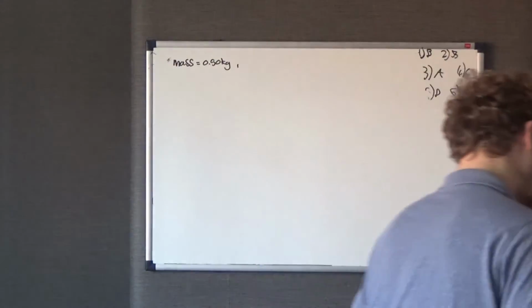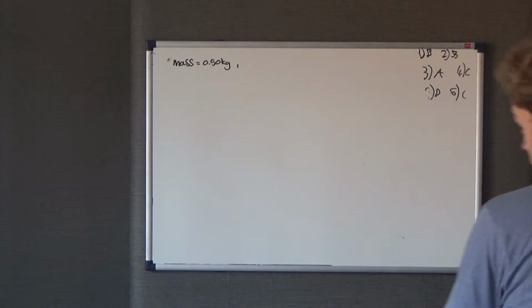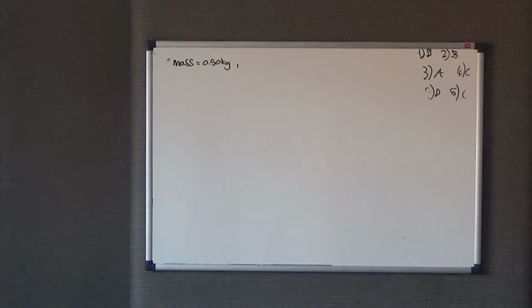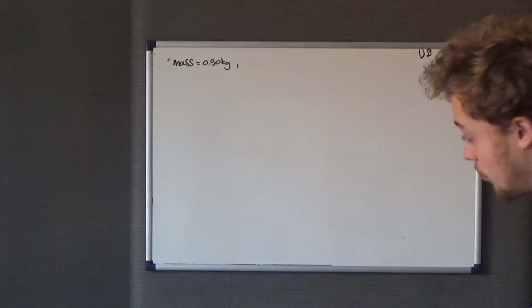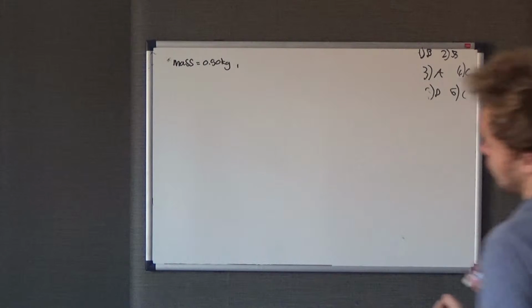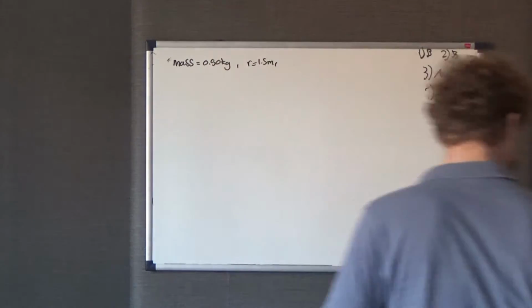It's fixed to one end of a string, and we're taking a vertical circle. It doesn't matter what kind of circle it is, horizontal or vertical, it's still a circle. We're still going to be looking at centripetal and centrifugal forces. The radius is also 1.5 meters. So we'll keep that information.